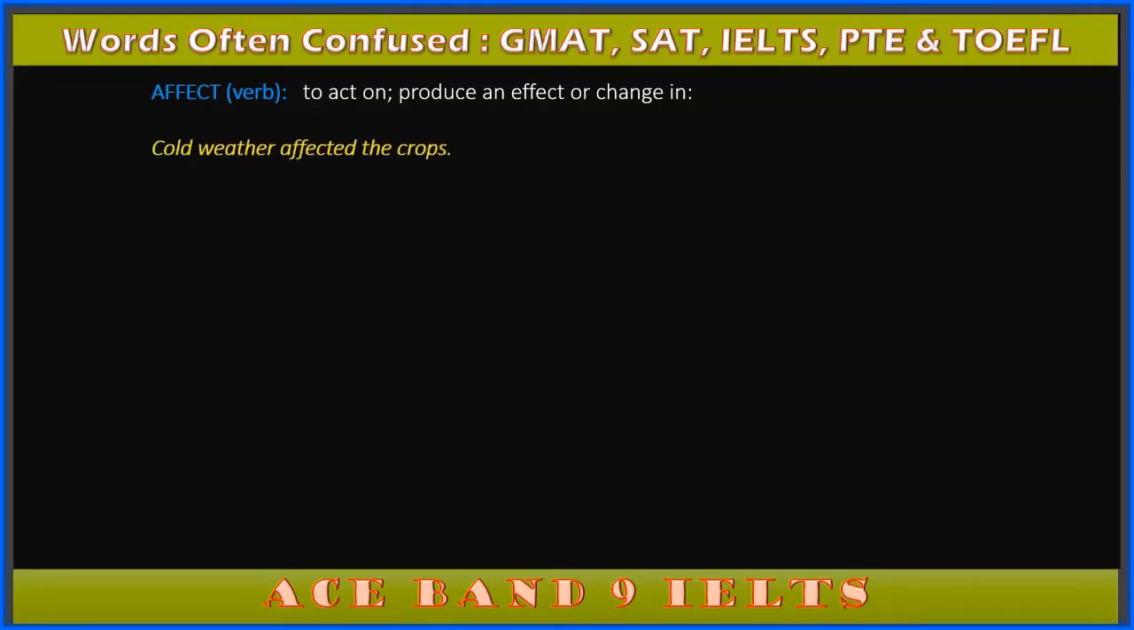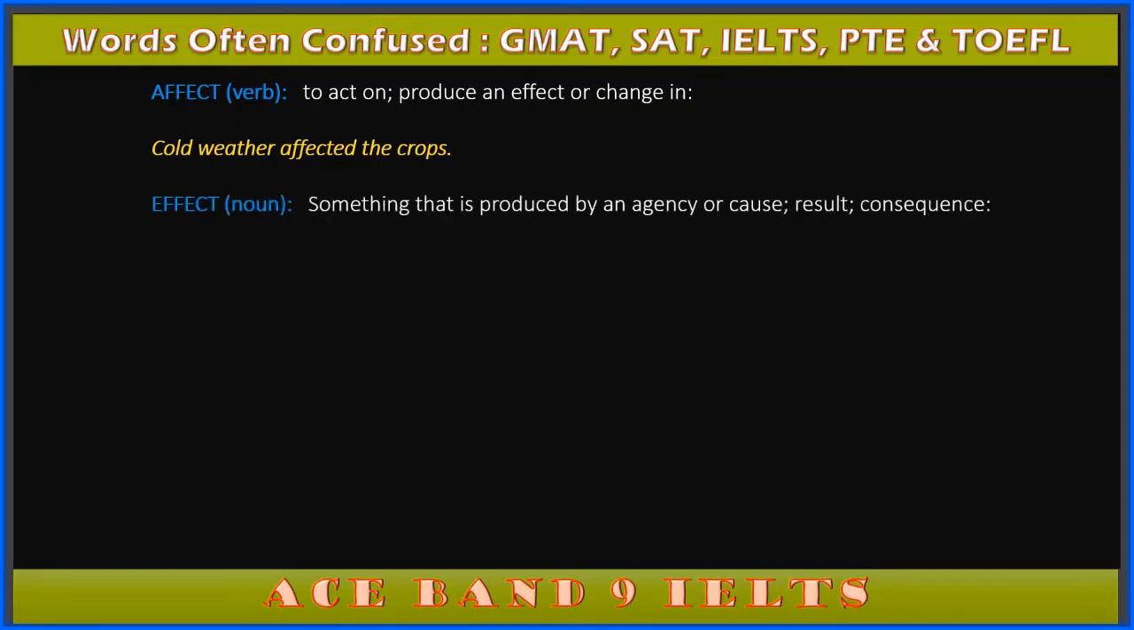The word effect is a verb, meaning to act on, produce an effect or change in. For example, cold weather affected the crops. On the other hand, the word effect is used as a noun: something that is produced by an agency or cause, result, consequence. For example, exposure to the sun had the effect of toughening his skin.